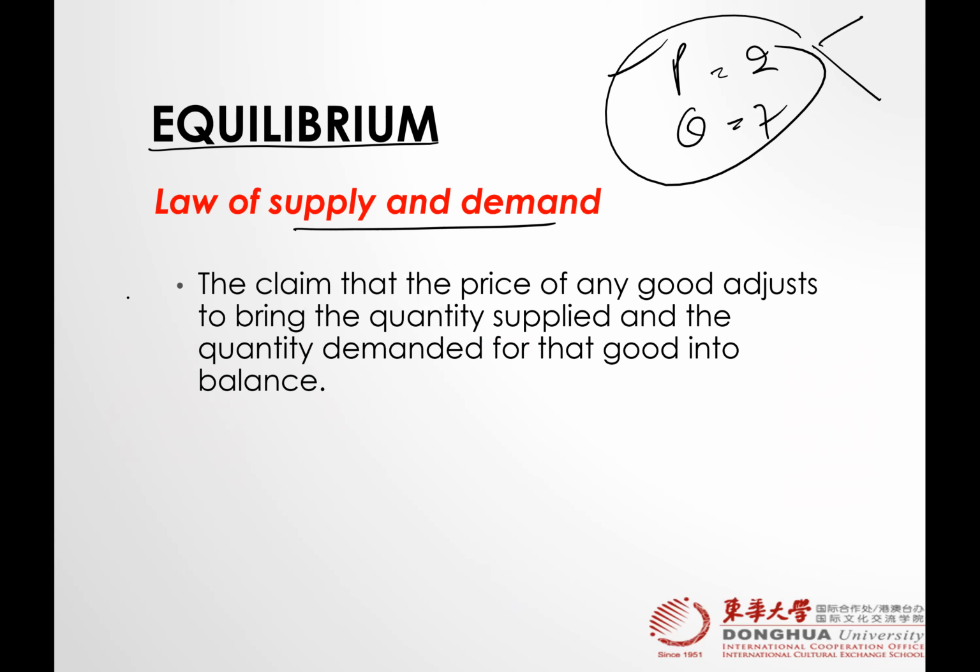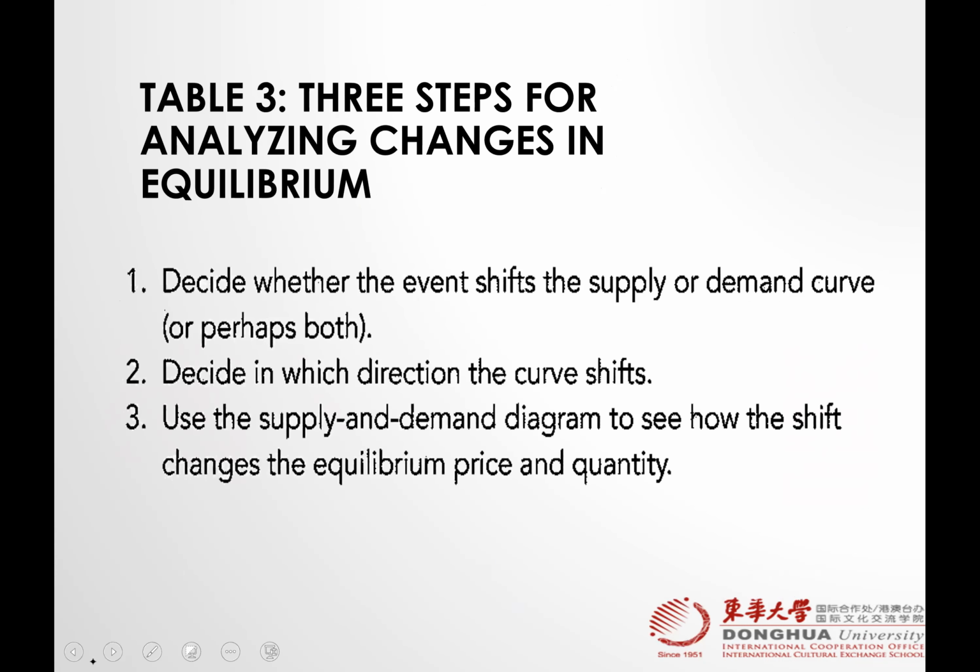So we talked about the law of supply and demand together. It is a claim that the price of any good adjusts to bring the quantity supplied and quantity demanded into balance. And we found that there is a 3-step process. Number 1, you decide whether this is a case of demand or supply, and then you decide the direction: shift to the left or shift to the right, or movement upward or movement downward. And then you can find out through a diagram what is the new equilibrium.